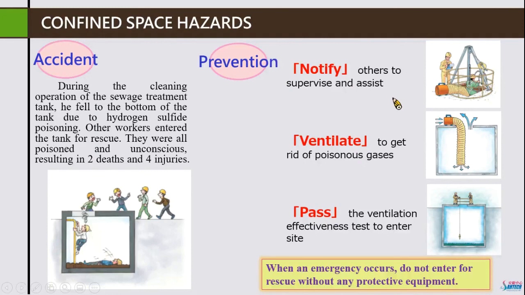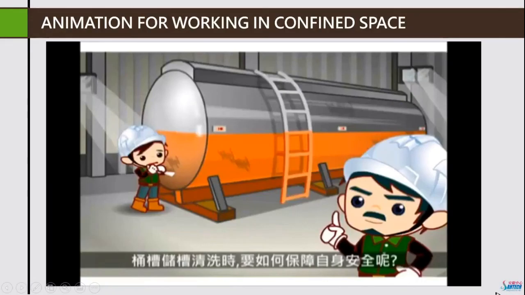Notify others to supervise and assist. Ventilate to get rid of poisonous gases. Pass the ventilation effectiveness test to enter site. When an emergency occurs, do not enter for rescue without any protective equipment. Animation for working in confined space.